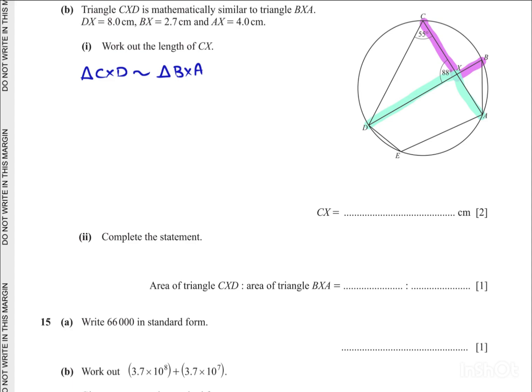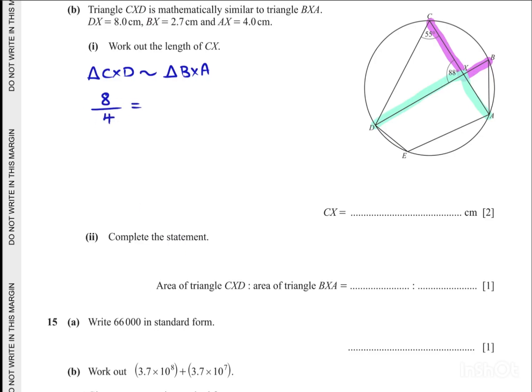So take these sides now. DX is already given to us. DX is 8, and that is corresponding to AX, that is 4. That will be equal to CX, which is not given, we need to find out, and BX is given, that is 2.7. So CX will be equal to 8 multiplied by 2.7 by 4. 4 times 2 is 8, 2 into 2.7 will be 5.4 centimeters. So CX is 5.4 centimeters.